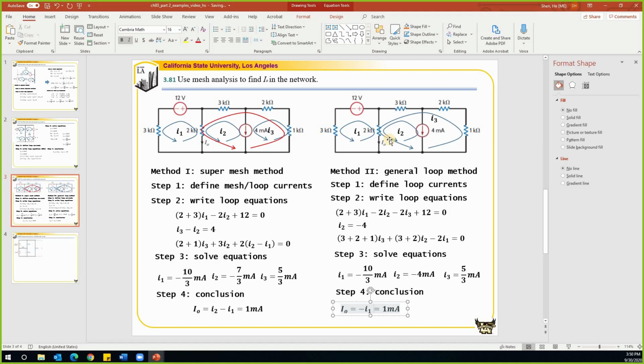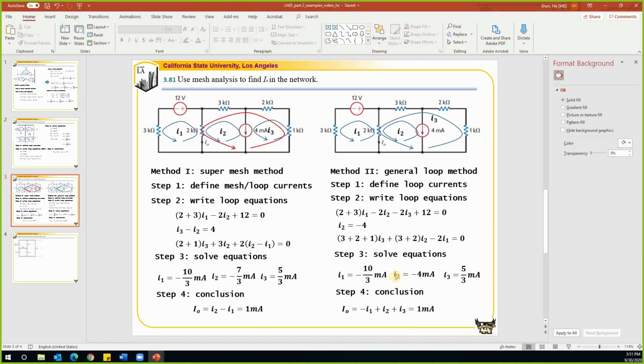And we have I2 in the same direction, right? And how about I3? Plus I3. Perfect. So that's how we get it. If you are not confident about the final answer at 1 milliamp, let's do a verification.